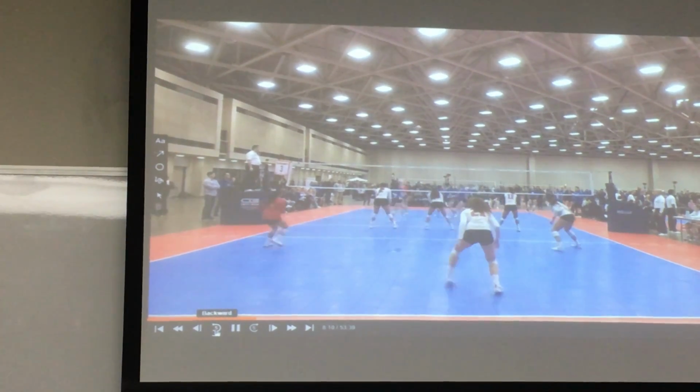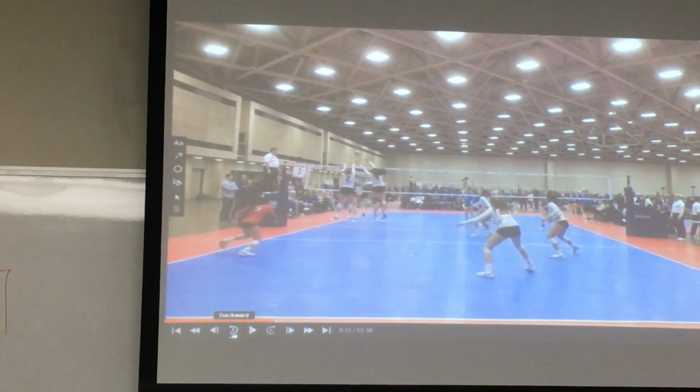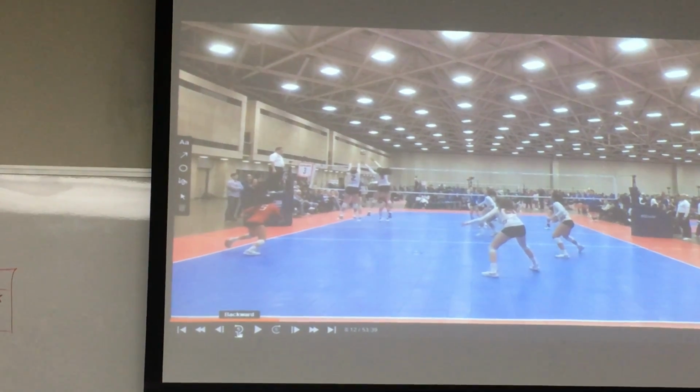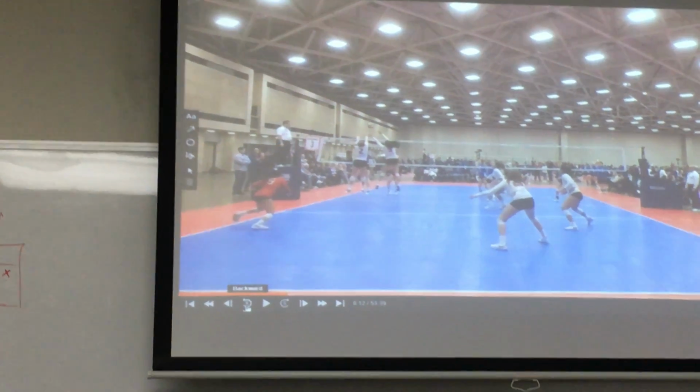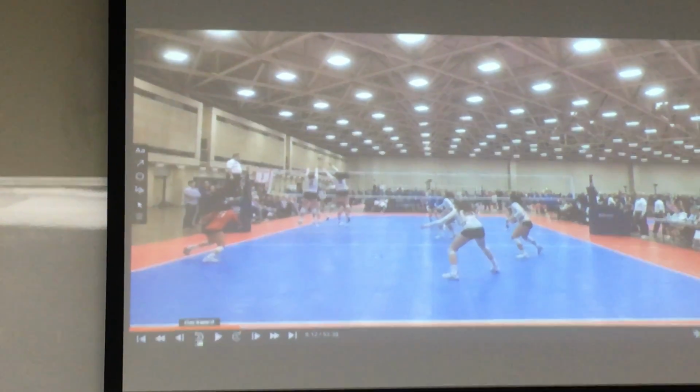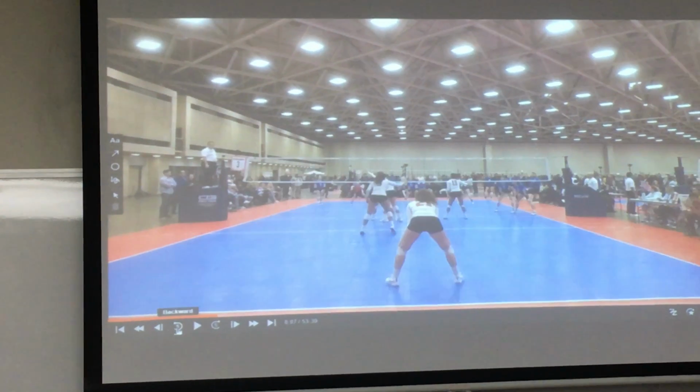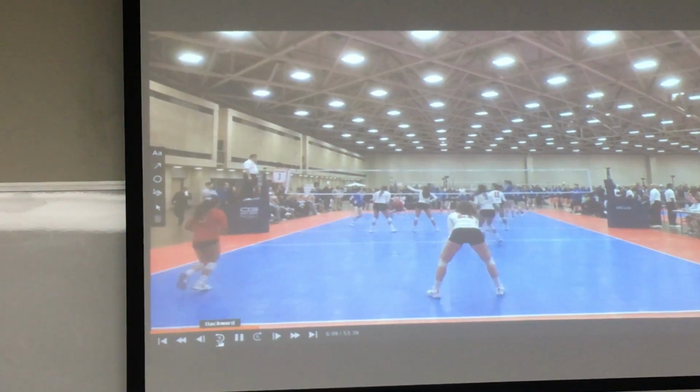This ball is being passed. How many players are actually really moving a lot? The front row. The 2 front row players are moving to do what? To block. They've got to go block. But let's watch the back row again. Let's take a look at their feet.